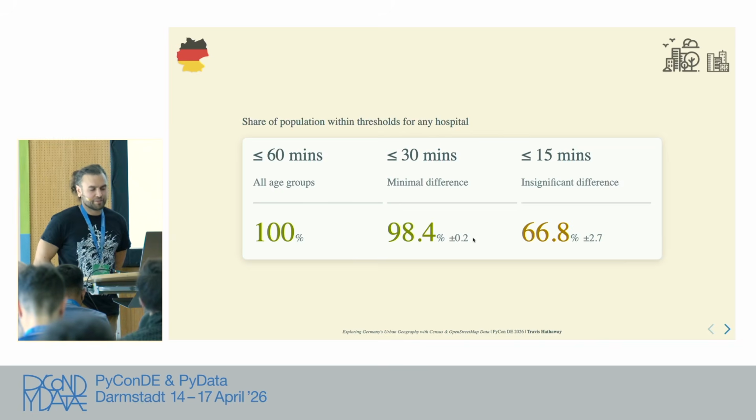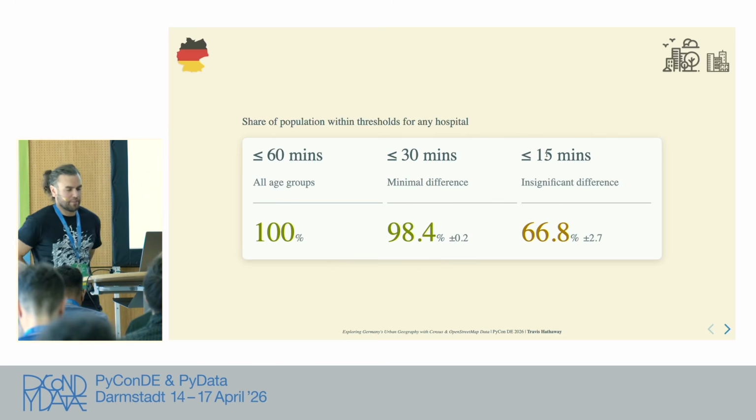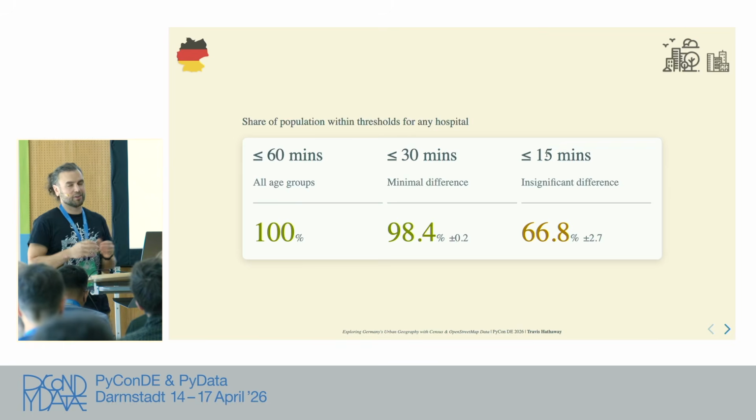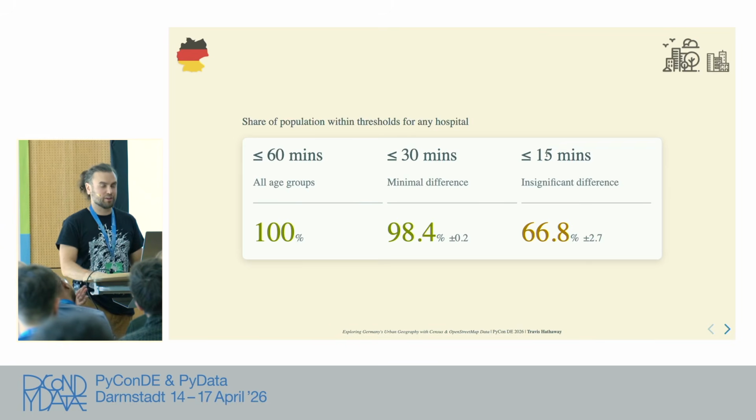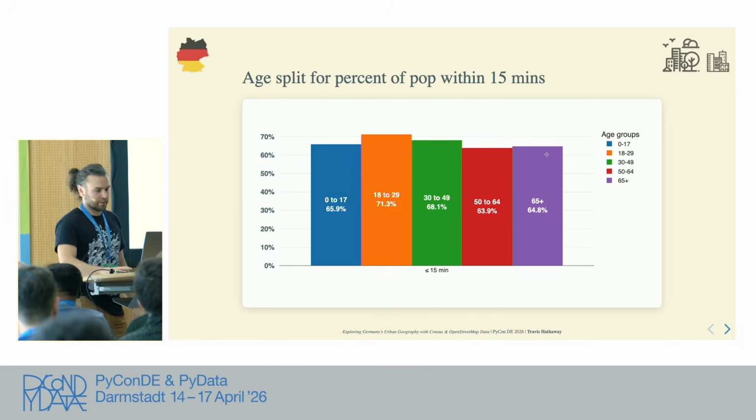And then when we look at 15-minute access, you see it goes down, and there's also a bigger variance amongst age groups. But I think, and this is something I would like to research more, 30 minutes seems to be a pretty good target. I should also mention this is traveling by car. So, cool. And then if we look here, this is the age split.